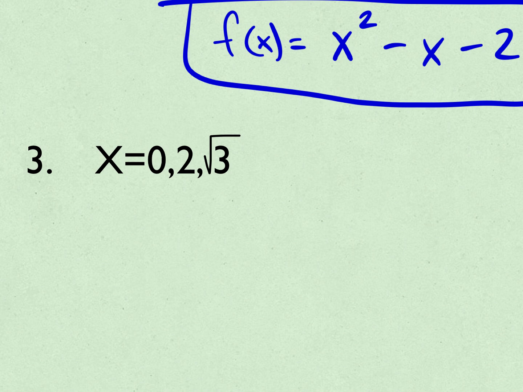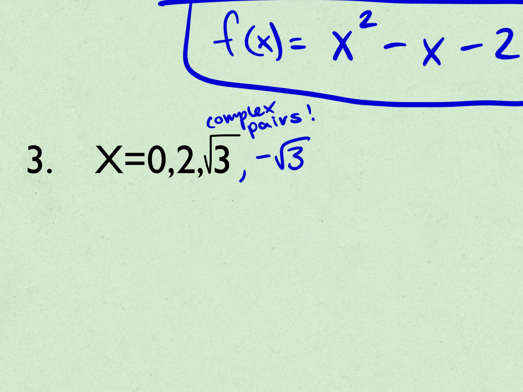All right, 3 is a little bit different. Whenever we have complex numbers, they happen in pairs. So if I have a square root 3 as an answer, I'm going to have negative square root 3 as an answer too. So here we have 4 zeros. It's not stated that we have 4, but anytime you have a complex number, they happen in pairs. So complex numbers are square roots or i's. So if you have a square root or an imaginary number, you got to write its pair too.